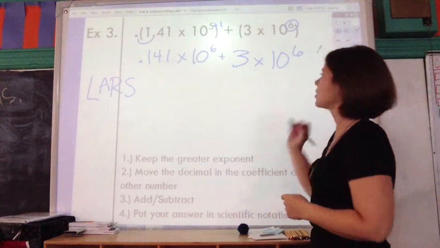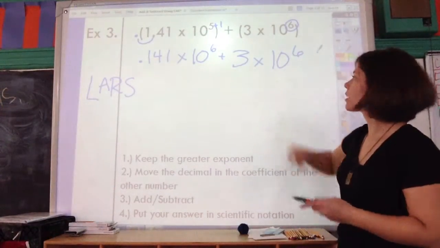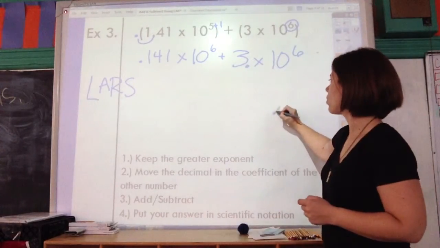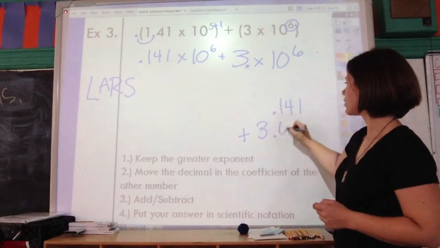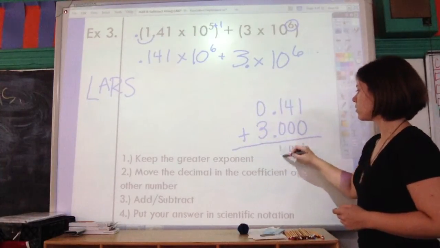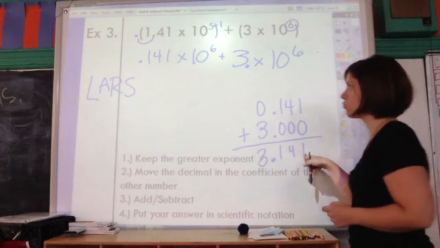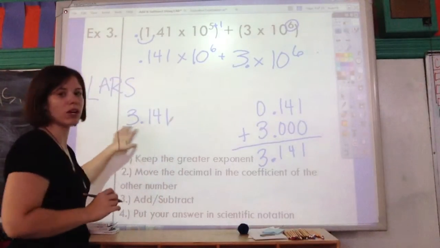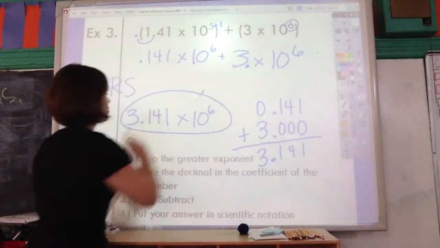My pen is your pen. Pause if you need to. Now that my exponents are the same, I can just add my coefficients. My invisible decimal here is behind the 3, so I have 0.141 plus 3.000. Fill in my zeros. Bring my decimal straight down. My new coefficient is 3 and 141 thousandths. It's a good coefficient because it's between 1 and 10. I'm going to rewrite times 10 to the 6th, and I'm done.